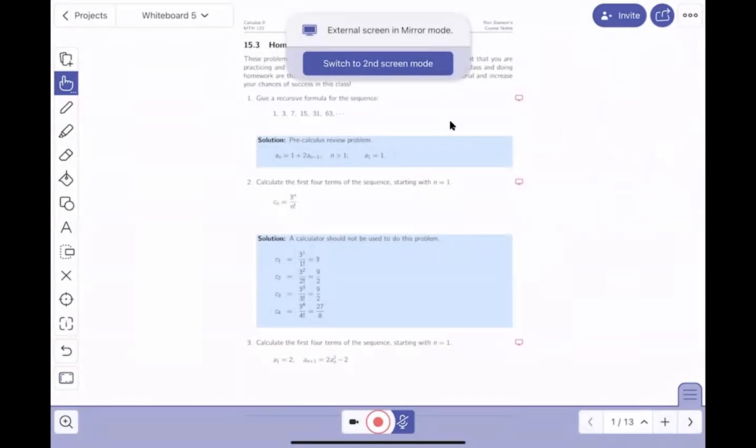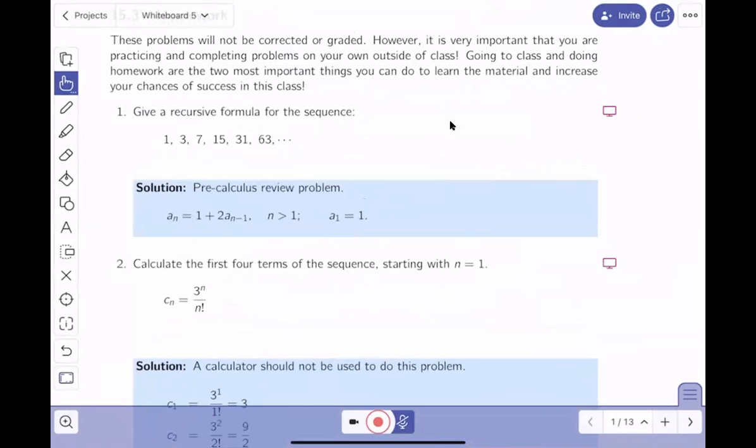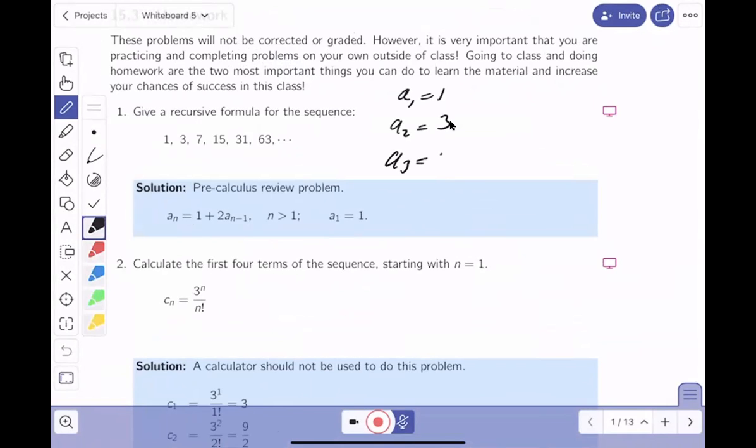Okay, so I see problem number one there. And again, what does it say? It says, give a recursive formula for this over here. Recursive means it's going to be in terms of itself. So just writing this one down, I would say A1 is 1. I would say A2 is 3. I think you get the idea. A3 is going to be 7.